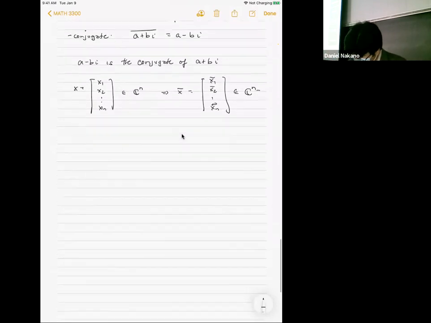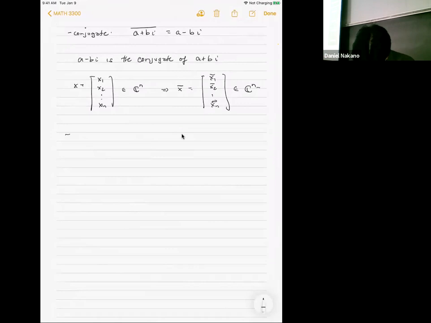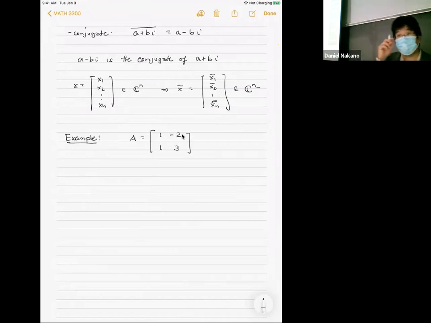Now, let me give you an example that we'll play off of. I want to start with a 2x2 example. A is going to be equal to [1, -2; 1, 3]. This is a matrix with real coefficients, real numbers. Now, let's try to find the eigenvalues.